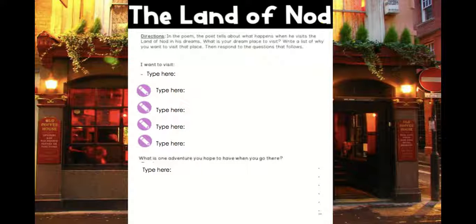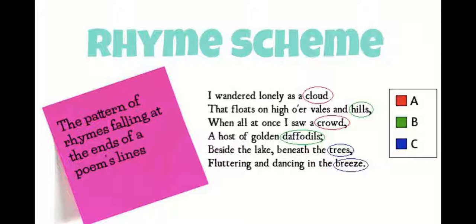Okay, this is what you just finished completing. You were writing about an adventure that you hope to have when you go to a place. Today's vocabulary term is rhyme scheme. Rhyme scheme is the pattern of rhymes falling at the ends of a poem's lines.